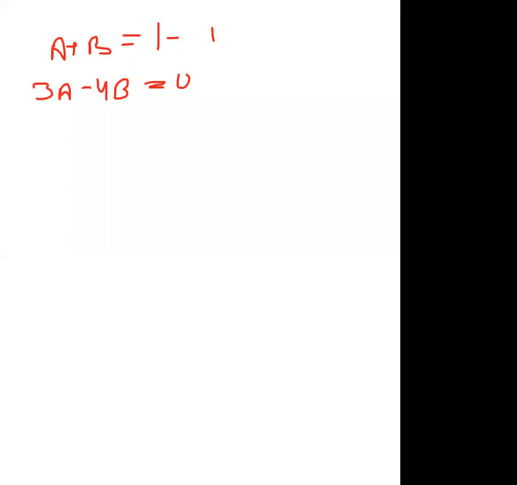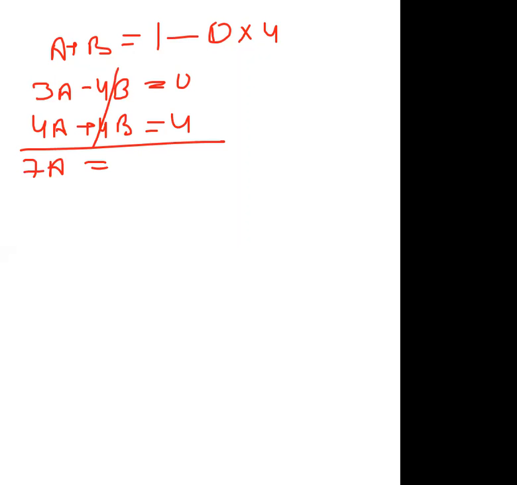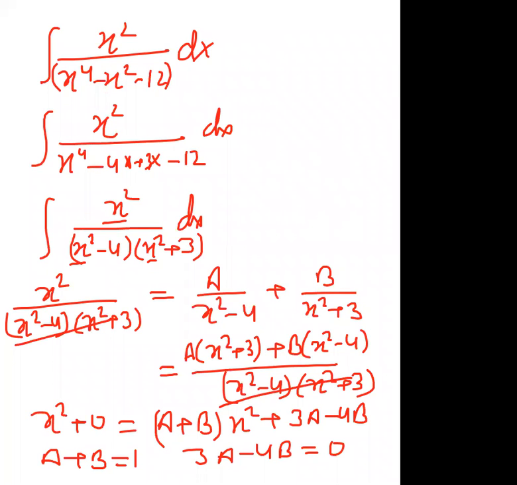The first equation must be multiplied by 4. It will become 4a plus 4b equals 4. Adding, 7a equals 4, so a equals 4 by 7. When a is 4 by 7, b will be 3 by 7. Now as per the question, it was a upon x square minus 4 plus b upon x square plus 3.